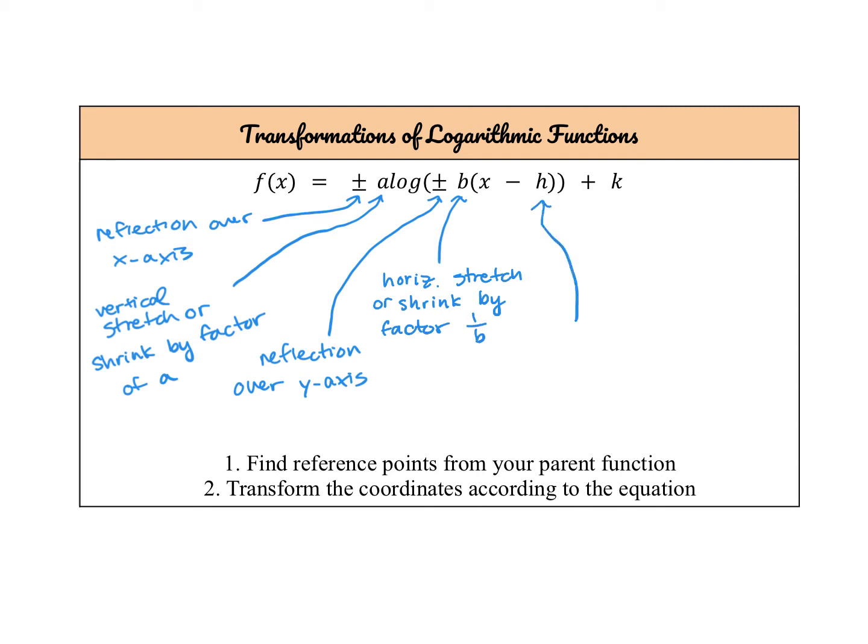This h causes a horizontal translation, so a shift left or right. And the k causes a vertical translation, so a shift up or down. So again, you guys know these. They're the same general rules for any type of function. Today we're just going to apply them to our logarithmic functions.